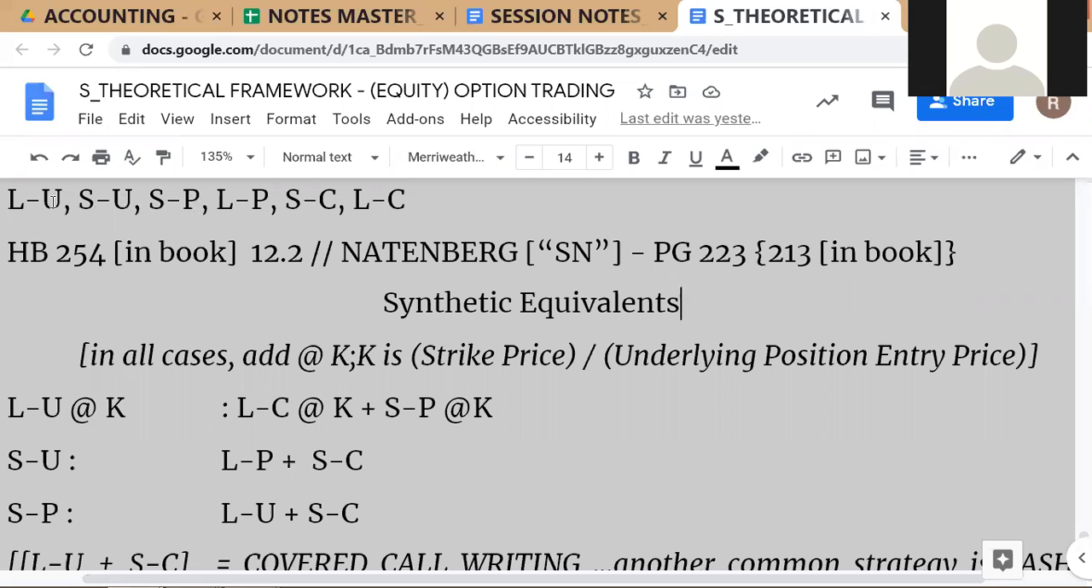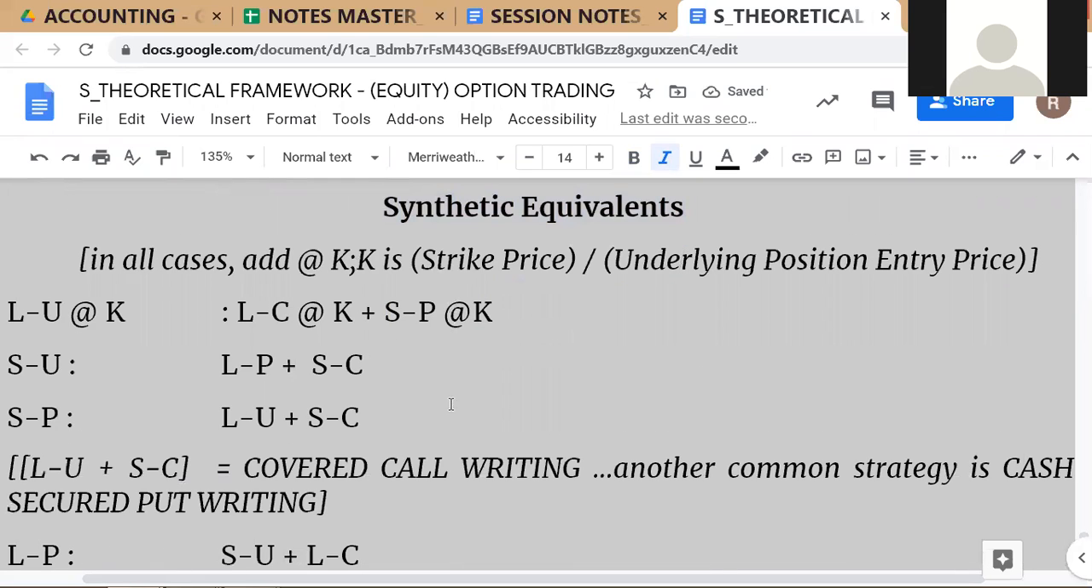So you put them together, you have long underlying, short underlying, long put, short put, long call, and short call. 6 positions that we are concerned with in this particular module. Right? Okay. And K, we are calling K the strike price. In the case of the options, K is the strike price, or the underlying position entry price is K.